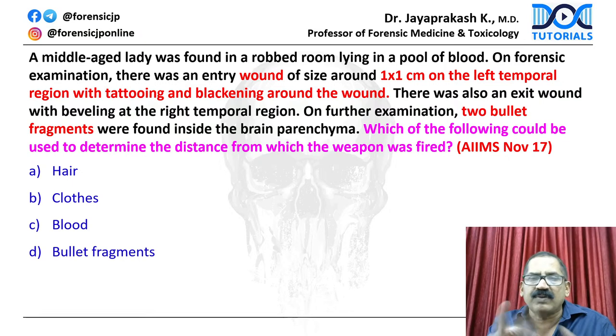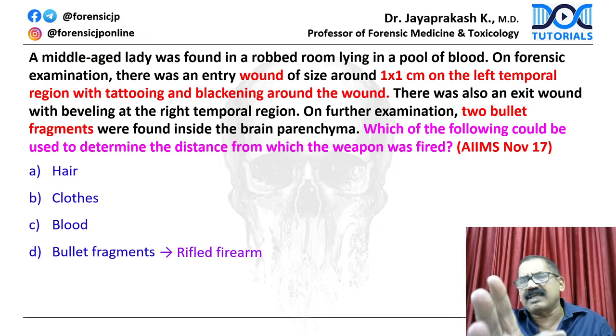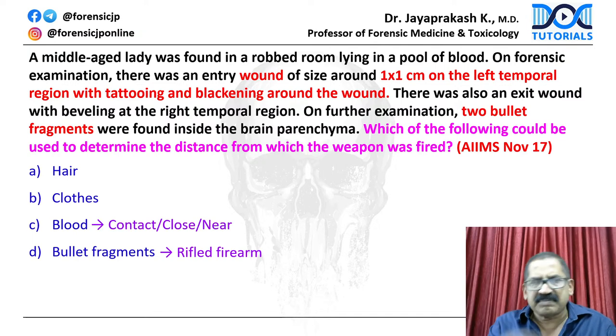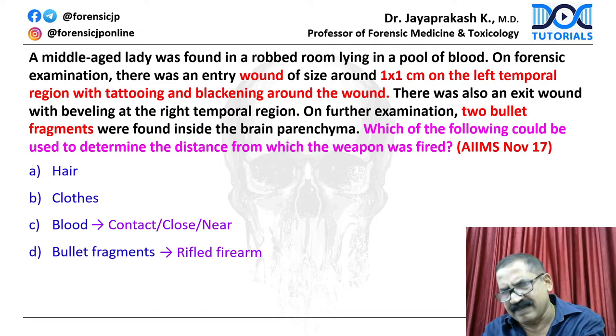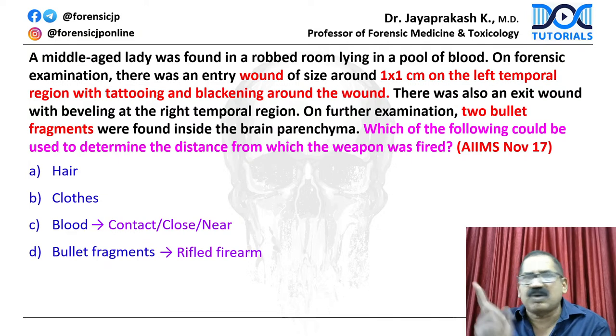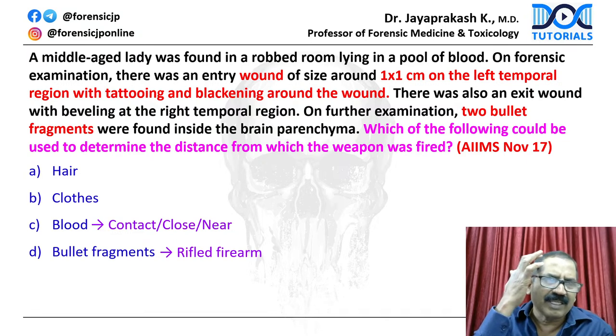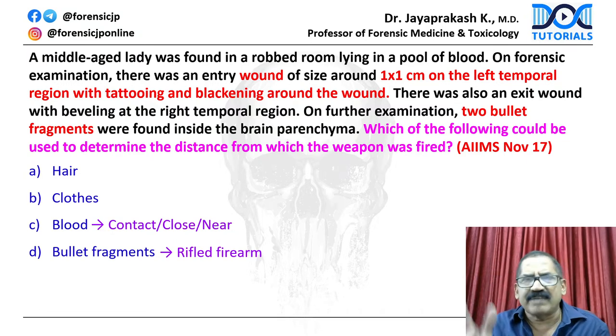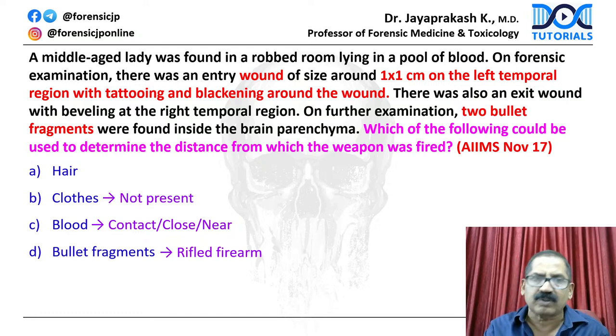Now, how can you change your opinion from near shot to close or contact, whatever it is? Bullet fragments: the only thing you can see is that it is a rifle firearm. Blood: once you see the cherry red color in the blood, you can say whether it is near or close or contact, but you can't give a particular opinion. Cloth: in the head, generally there will be no cloth, but if a person is wearing a muffler or hijab, then there will be cloth. But you already mentioned that there is tattooing and blackening, that means there is no cloth. Cloth not present. Now, the only thing we would like to see is the hair.